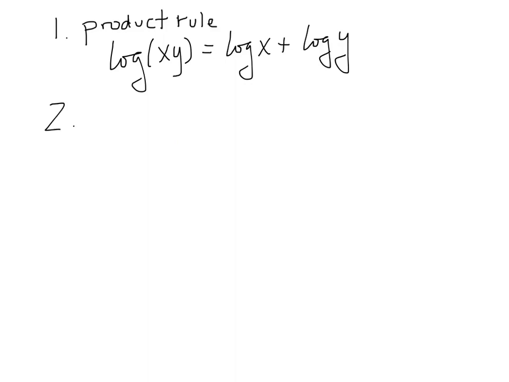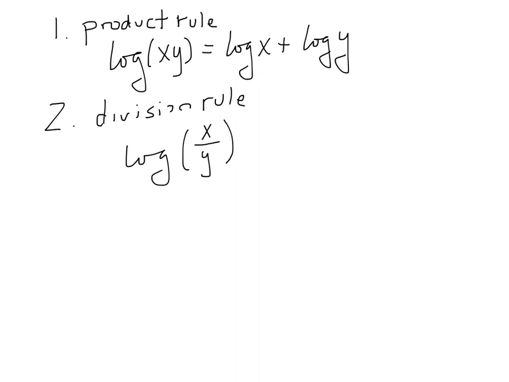The second rule is the division rule. And the division rule says if I have the log of the quotient of two numbers, x divided by y, that this is the same as taking the log of x minus the log of y.